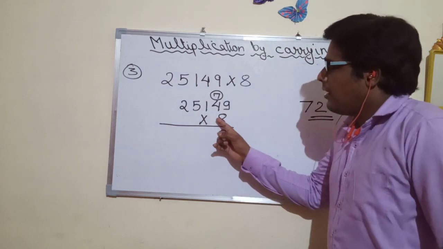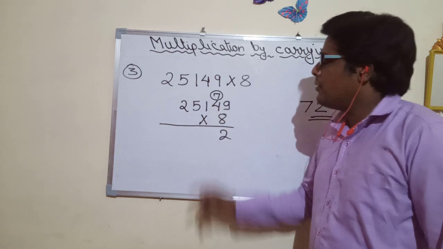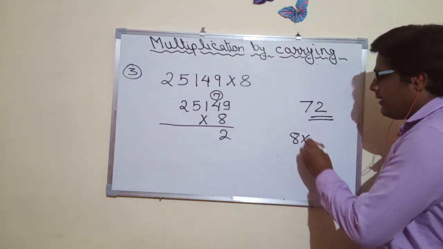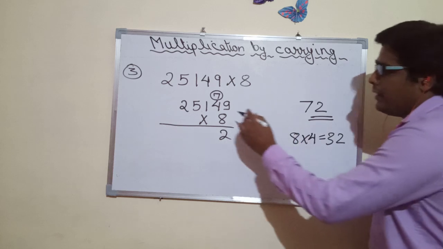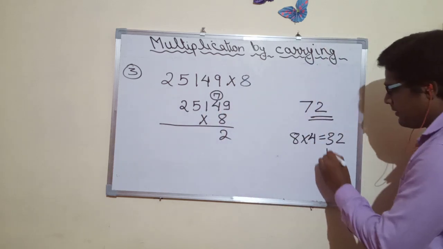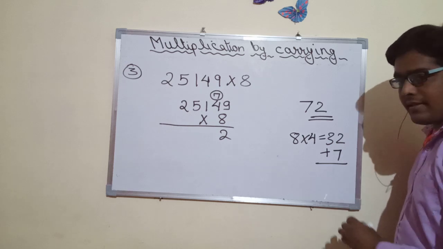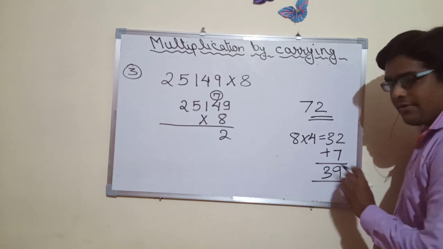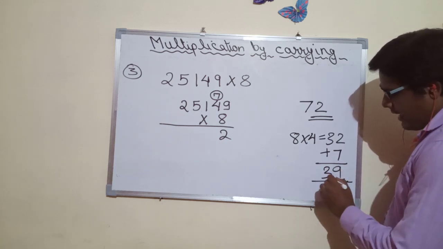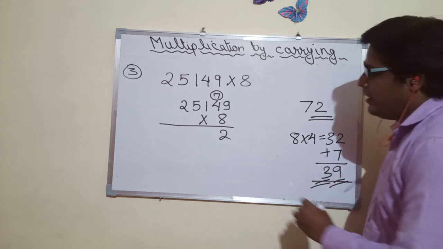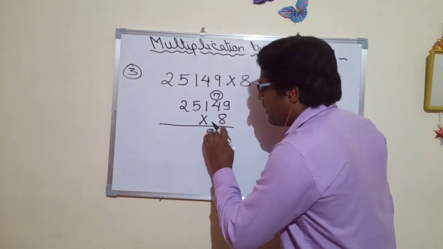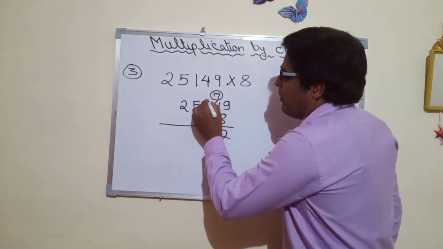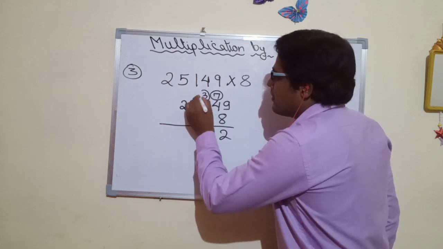Now multiply 8 by 4. 8 fours are 32. With this 32 you will add this 7. 2 plus 7, 9 and 3. So you will get 39. Now 39 is also having two digits, that is 9 and 3. This 9 will be written over here, and the 3 in tens place will be carried above the next number, that is 1. So write 3 over here.